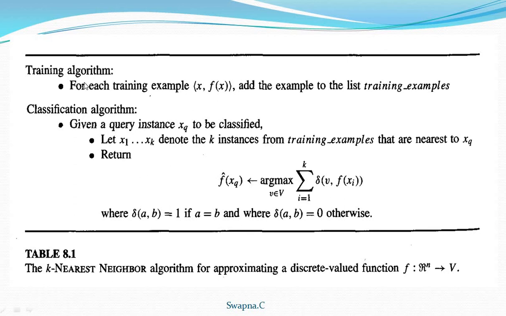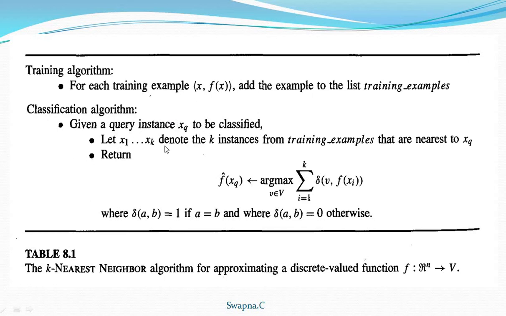This is the training algorithm. For each training example x comma f of x, add the example to the list of training examples. The training examples are represented like this: x comma f of x. X is the instance, f of x is the target value of the instance. How are we classifying? The classifying algorithm is given in the form of these statements. Given a query instance represented with xq, it is to be classified.